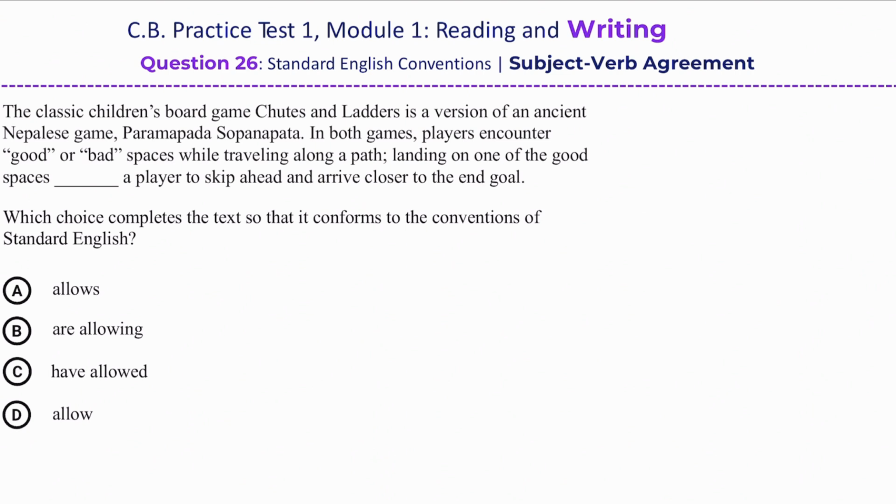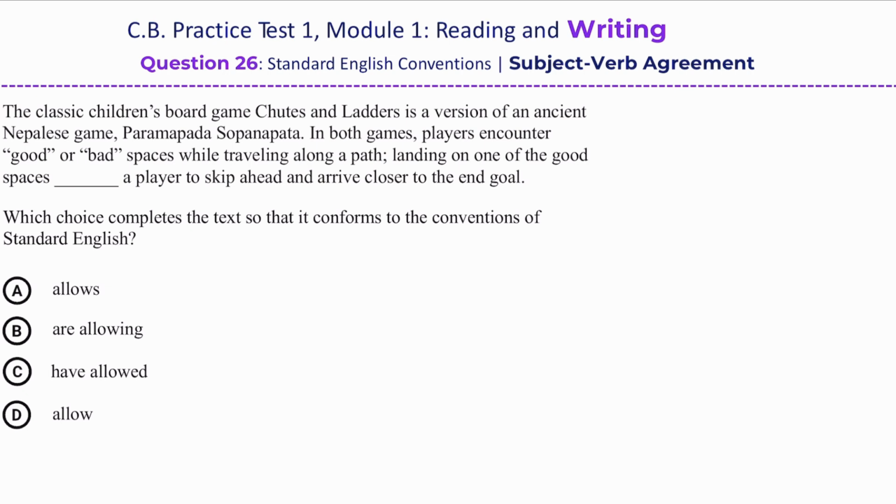So if I say "on one of the good spaces," this is a prepositional phrase. It begins with the preposition on, and ends with the noun spaces. Well, it's important to identify prepositional phrases because grammatically, you cannot have the main subject of a sentence inside of a prepositional phrase. So you ignore that. This is why the simple subject is the word that comes before prepositional phrases and other types of modifiers. So landing is your subject here.